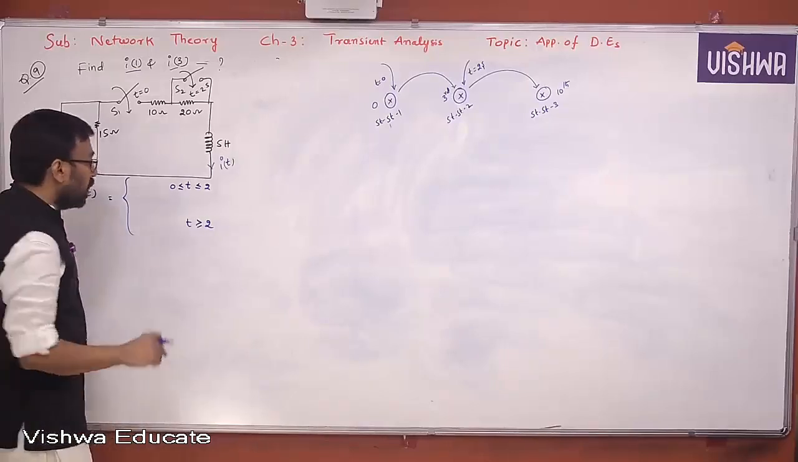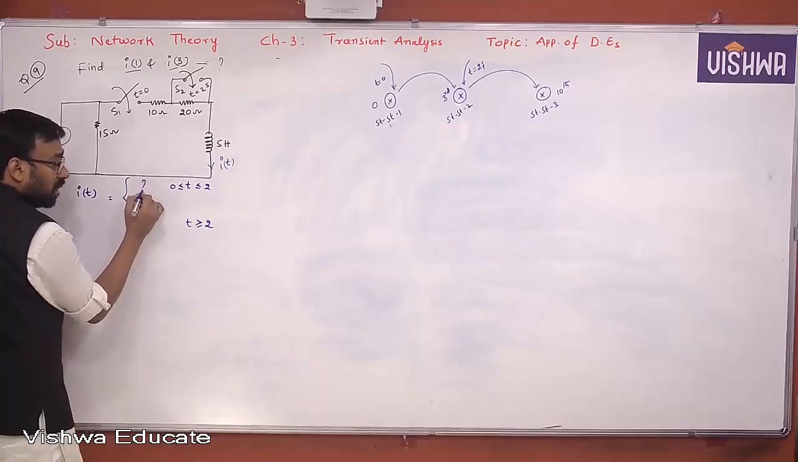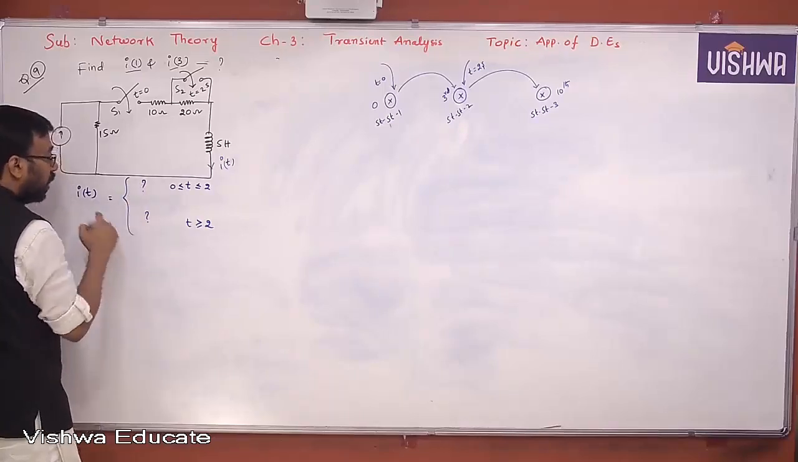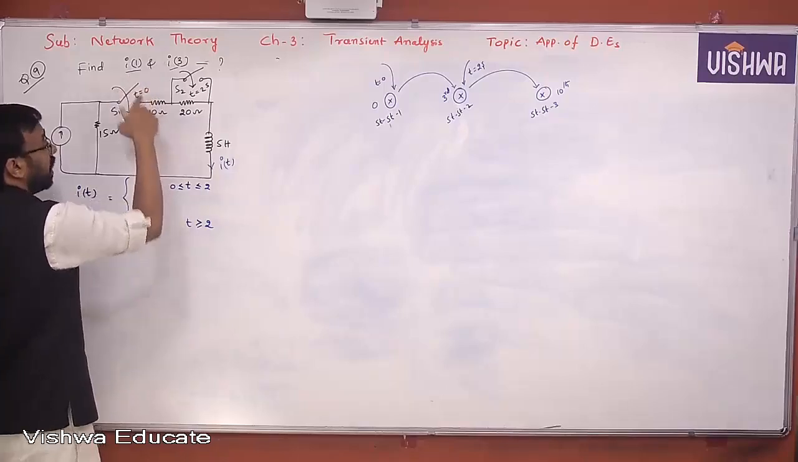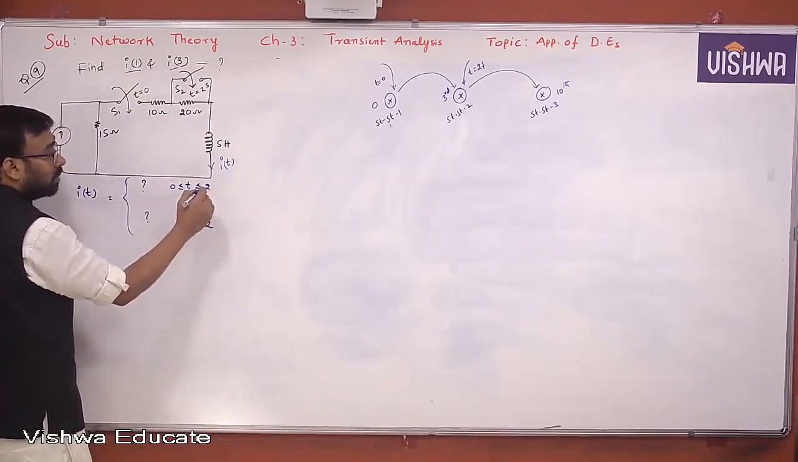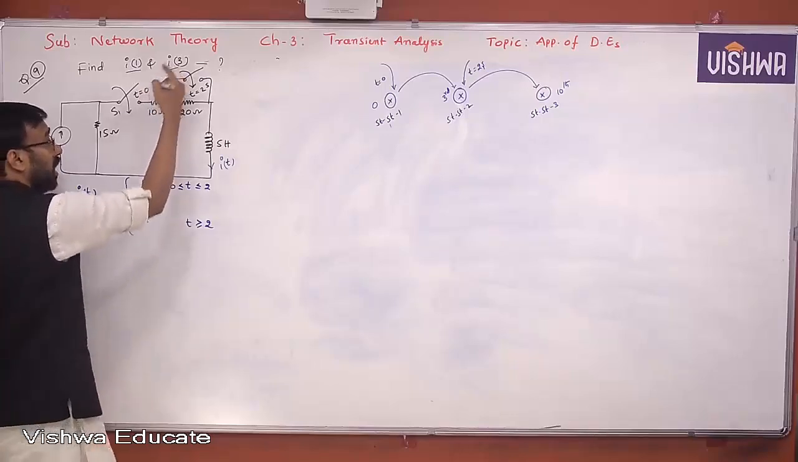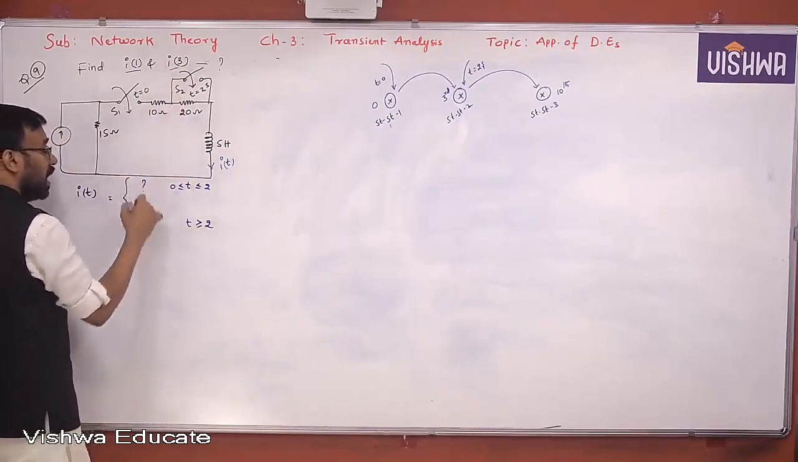So now if you know the responses here, this response and this response, you can substitute t equal to 1 second. You need to take this response and substitute t equal to 1 and get the value, then you get the answer. For t equal to 3, for this response, you substitute t equal to 3, then you get the answer.